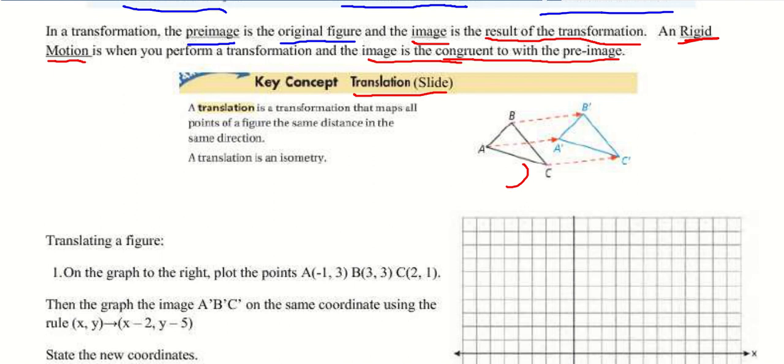The figure I get is going to be the exact same size and shape, so it is going to be a rigid motion. A word we used to use before Common Core hit was isometry, but this is the same thing as what we now use, which is a rigid motion. Same size, same shape.